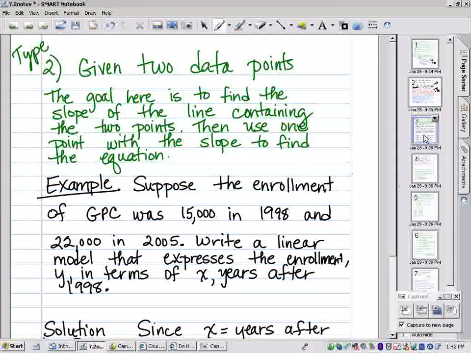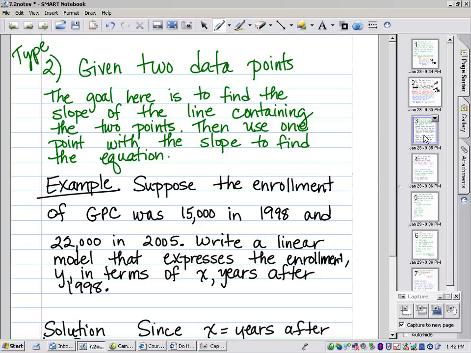Now, the second type of problem is the one that can be a little bit trickier. It's given two data points, and those data points are not always given in terms of ordered pairs. You might have to get that from the problem. But you're given two different criteria for which you can form those points. So the goal here is to find the slope of the line, just like we did whenever we had just random points that had no meaning. We had to find the slope first, and then use one of the points together with the slope to get the equation. So let's look at how an example of that would play out.